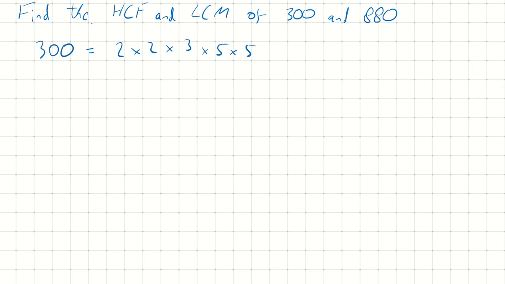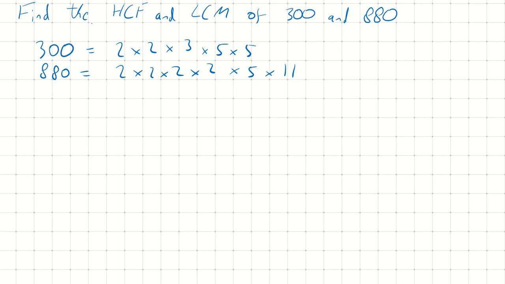And 880 equals 2 times 2 times 2 times 2 times 5 times 11. Okay, and once you've got this prime factorization, there's a few ways you can work out the HCF and the LCM. I'm going to look at a Venn diagram method. So we're going to put these numbers into a Venn diagram.